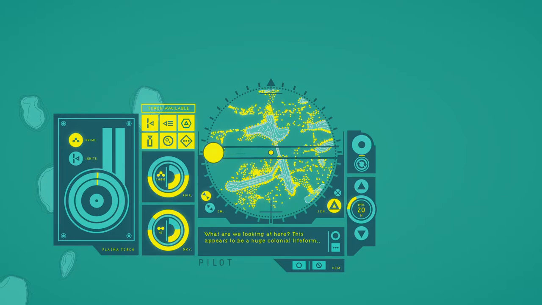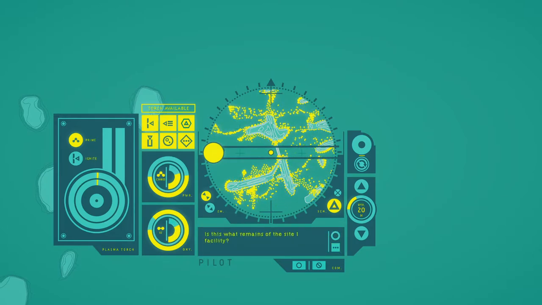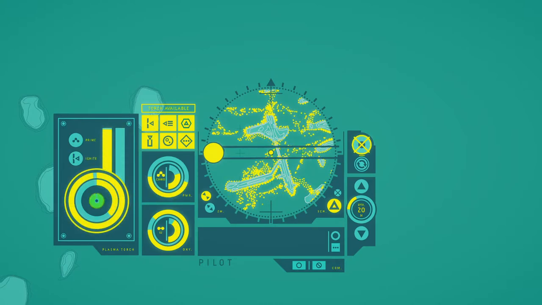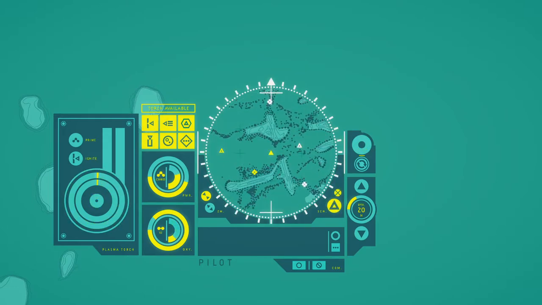What are we looking at here? This appears to be a huge colonial life form. Is this what remains of the Site 1 facility? Let's cut it open. It was Site 1, not Site 3. But if I see correctly, we could have just gone all around. Should be fine.